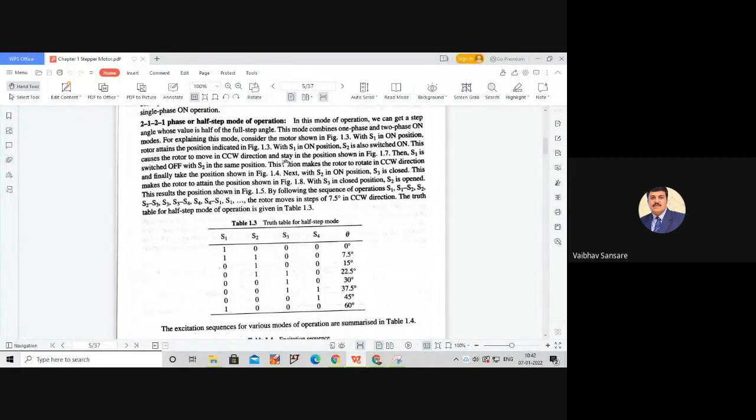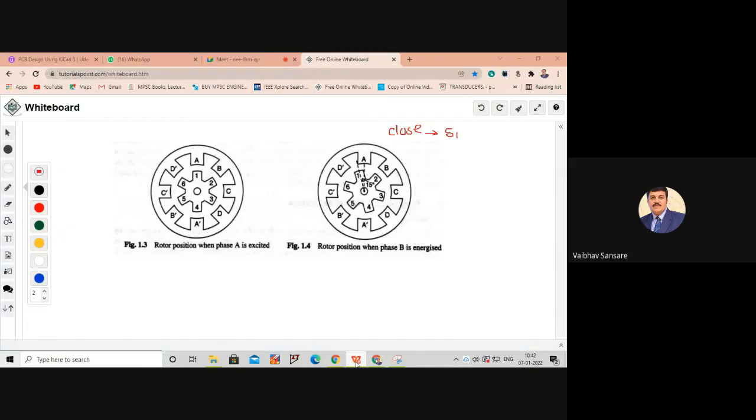The rotor attains the position which is indicated by figure 1.3. That means rotor teeth 1 and 4 are in alignment with A and A dash. Now with S1 on, S2 is also switched on. So what is the next sequence? With S1 on, now we have to switch on S2 or close S2. Definitely under this particular mode, the rotor rotates in counterclockwise direction with an angle of 7.5 degrees. So this is the 0 degree position. Now in this case, the rotor rotates in counterclockwise direction with an angular position of 7.5 degree.